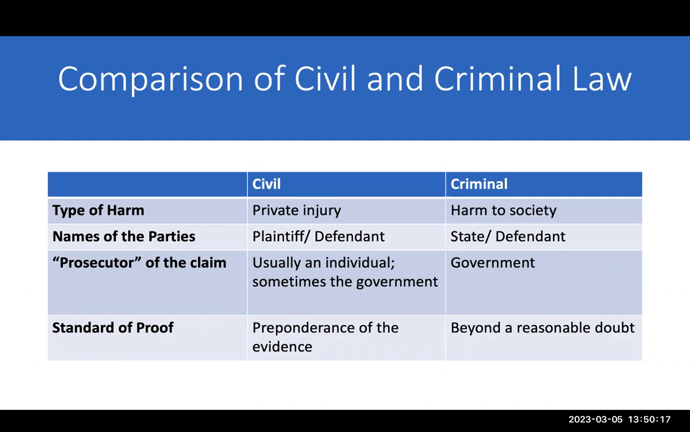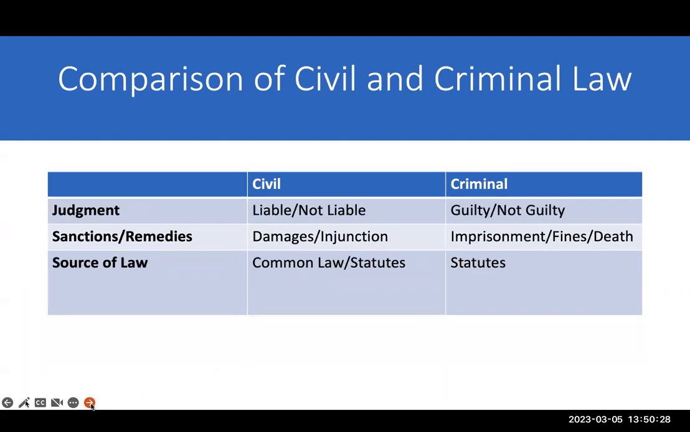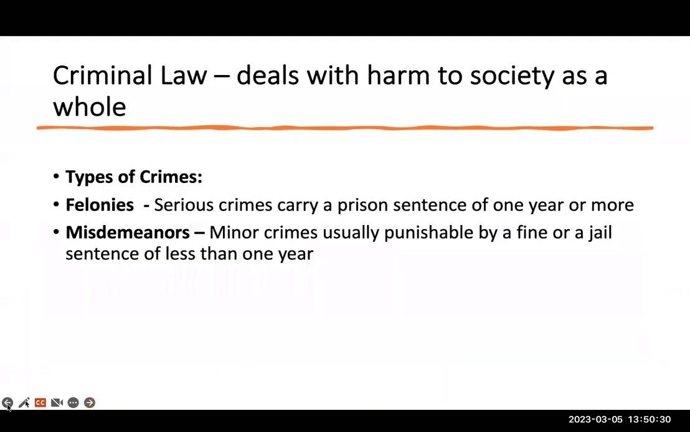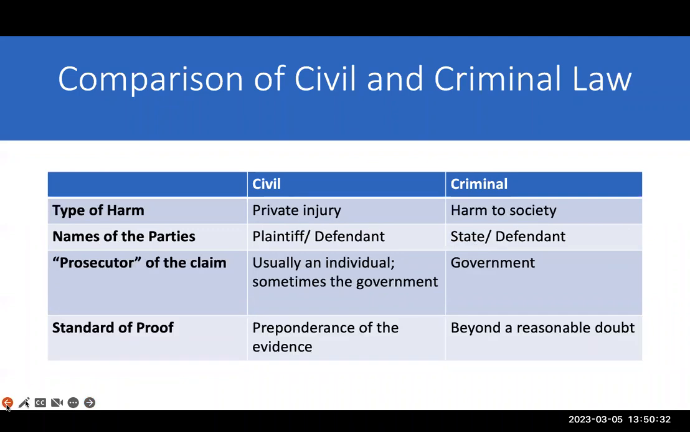And finally, the standard of proof is different in each type of case. In civil cases, it's preponderance of the evidence. Criminal proceedings is beyond a reasonable doubt. It should be pointed out that beyond a reasonable doubt does not mean beyond all doubt. It means reasonable doubt. When you think about it, we could have a doubt that the sun is going to rise tomorrow. Certainly that's a possibility.